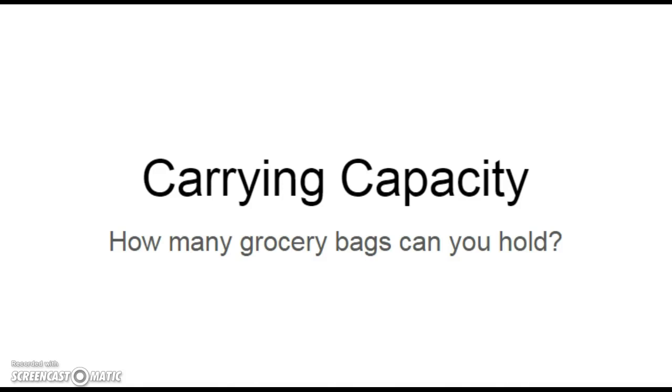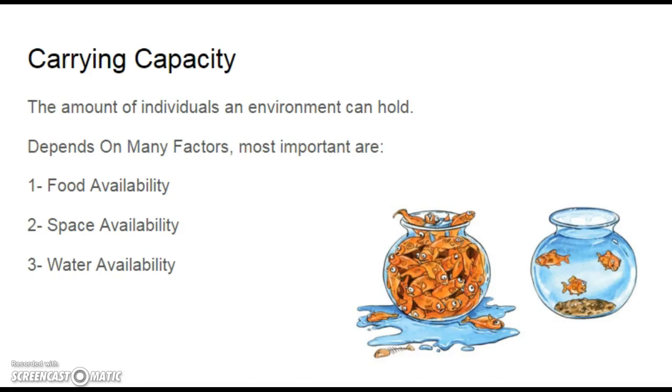So the first one we're going to go over is carrying capacity. I like to always think carrying capacity is just how many grocery bags you can hold. It's how much an environment can carry. So let's get on to that. Carrying capacity, like I said, is the amount of individuals an environment can hold, and this depends on a lot of different factors. Just a heads up, you may see carrying capacity as just the letter K. But carrying capacity depends on a lot of different things.